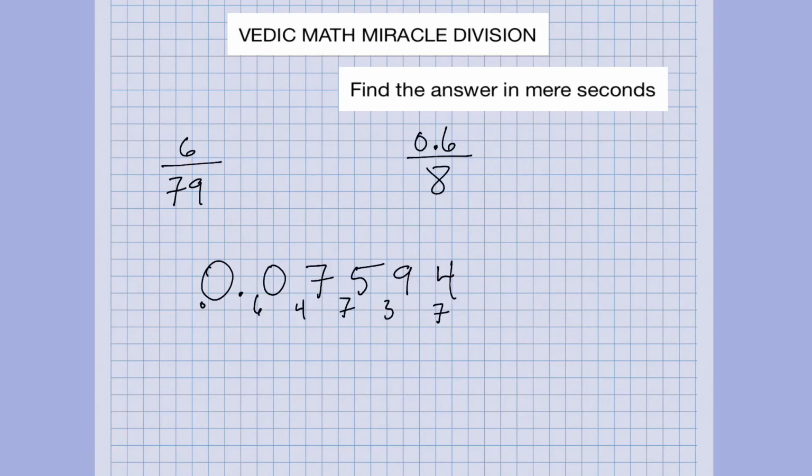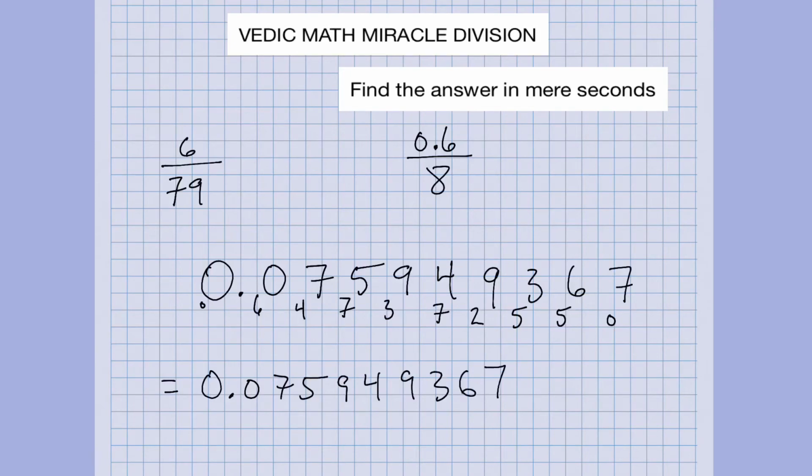8 goes into 74 9 times with 2 left over. 8 goes into 29 3 times with 5 left over. 8 goes into 53 6 times with 5 left over. 8 goes into 56 7 times with 0 left over. And you could just keep going on and on like this. Sometimes these decimals don't repeat; sometimes they just keep on going. So we got our answer, 0.075949367. We get our answer very fast.